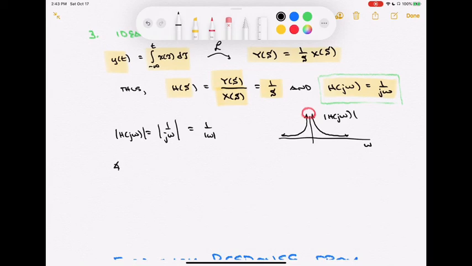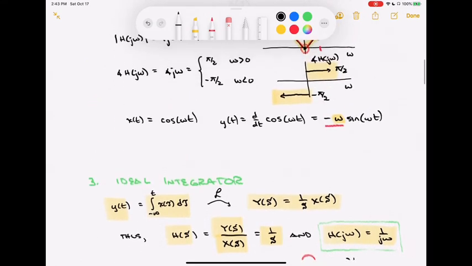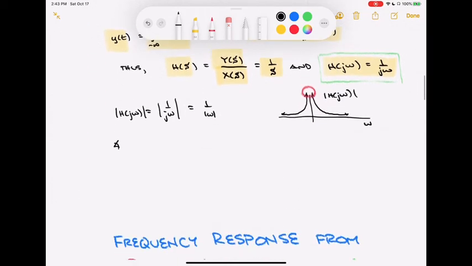The phase response is a kind of compensation for that differentiator. If you go back and look at the differentiator, we had a 90-degree phase shift for positive frequencies and minus 90 for negative. We would expect those two phases to flip, and that's exactly what will happen here. So if I look at the angle of H of j omega in this particular case, that's going to be the angle of 1 over j omega.